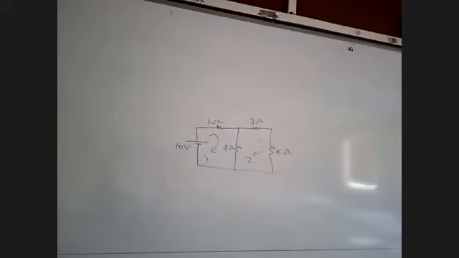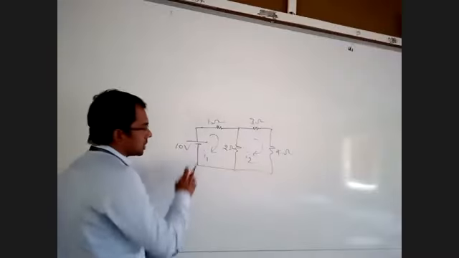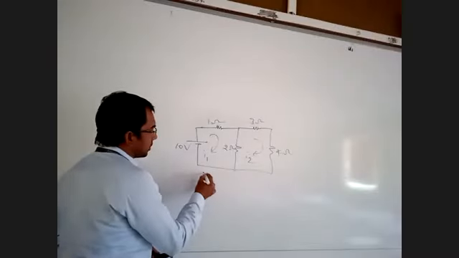Yesterday you already drew this circuit. Determine the currents I1 and I2 for the circuit shown in the figure. So yesterday we did this problem. What values of I1 and I2 did we get?